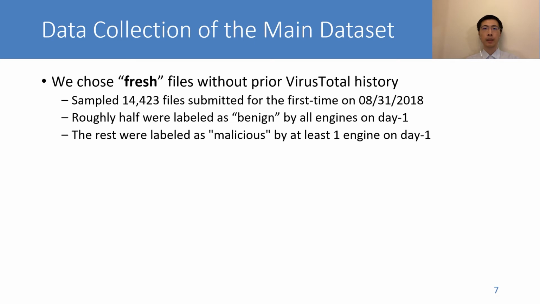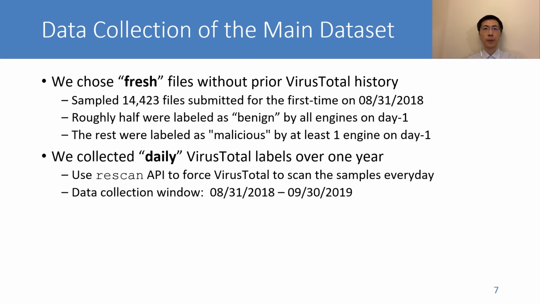We use fresh files to build the main dataset to avoid the influence of earlier VirusTotal histories on the files. We randomly sampled more than 14,000 files that were submitted to VirusTotal for the first time on August 31, 2018. About half of them were labeled as benign by all engines on that day. For the rest, at least one engine believed they are malicious.